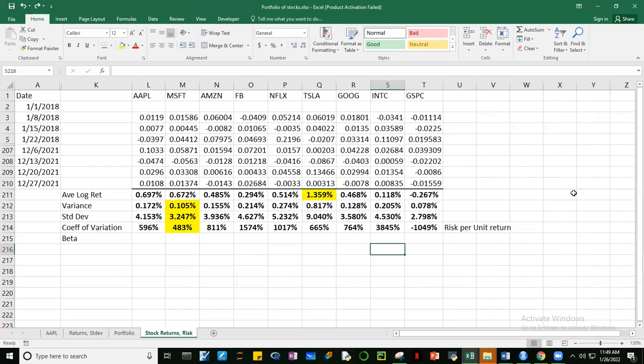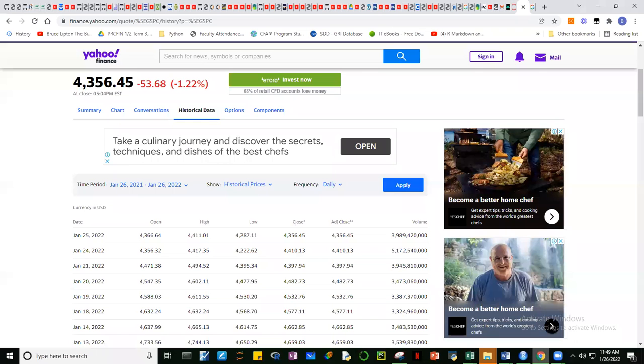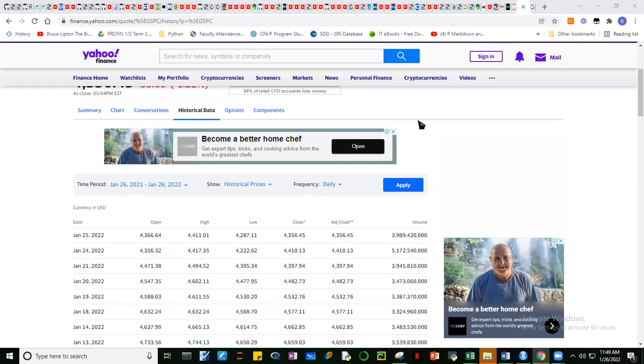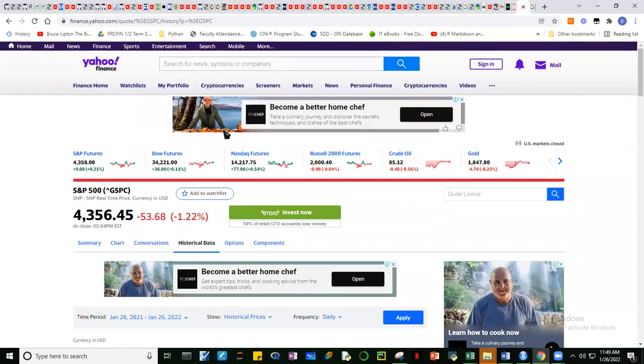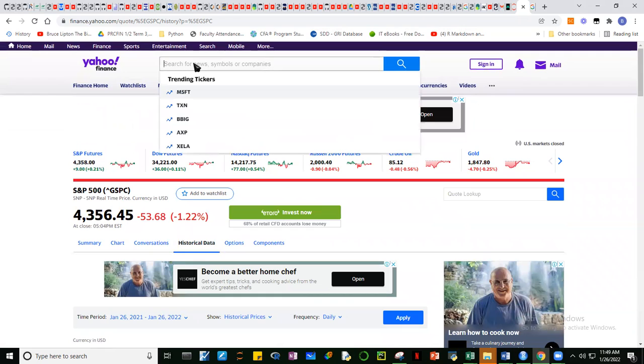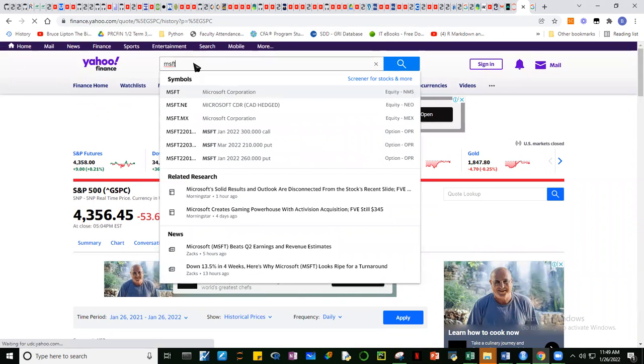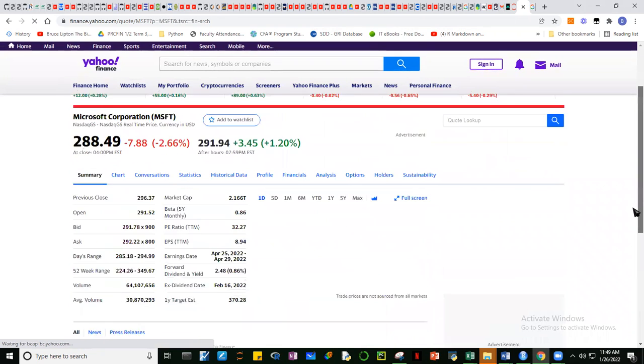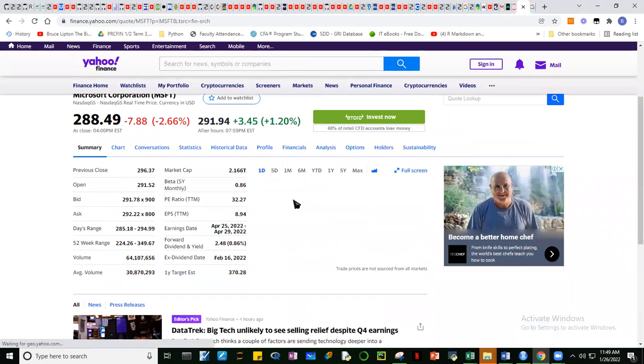Okay, now let's go to beta. Balikan natin yung si Yahoo Finance. Okay, so let's first again go to Microsoft. I think na-discuss ko ito kanina, no? Si Microsoft, ang beta niya is 0.86.